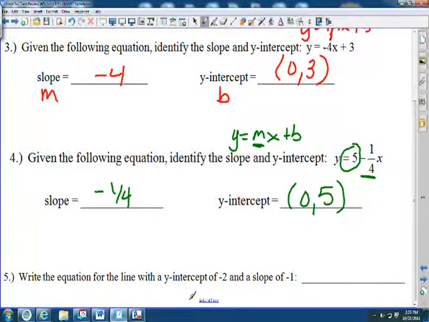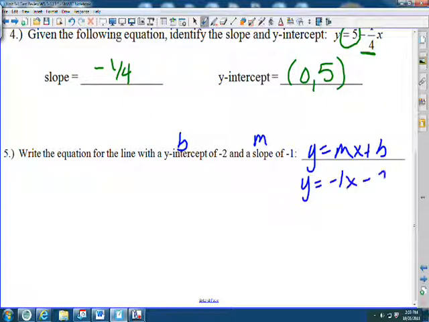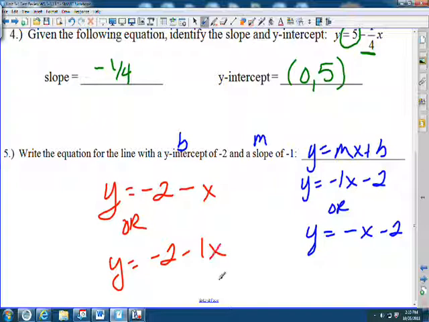Number 5, write an equation with the y-intercept of 2 and the slope of -1. Remember, this is my b, this is my m. Y equals mx plus b. So I can write it as y equals -1x minus 2, or I can write y equals -x minus 2. Now, another way you could write it, I could put the slope first, and then minus x, or minus 1x. There are many ways that I could write this, and they would all be correct.